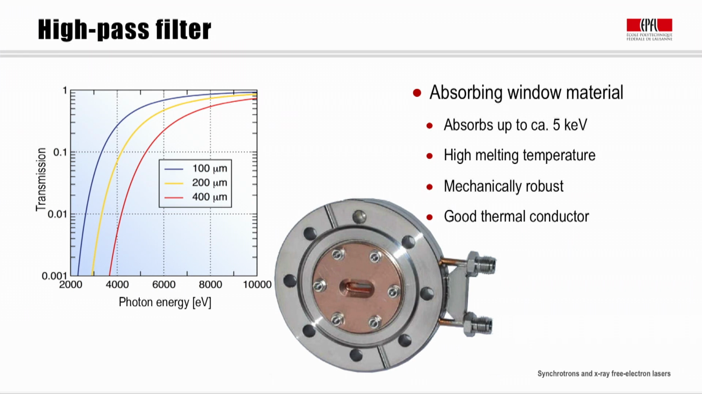It should efficiently absorb soft X-rays, typically up to approximately 5 kilo-electron volts, and will thus heat up substantially, meaning the filter must have a high melting temperature and remain mechanically robust. This heat also needs to be efficiently dissipated, requiring good thermal conductivity. Essentially, there is only one material that fits all of these requirements: diamond, which, incidentally, is the best-known heat conductor, even surpassing the conductivity of copper or silver.